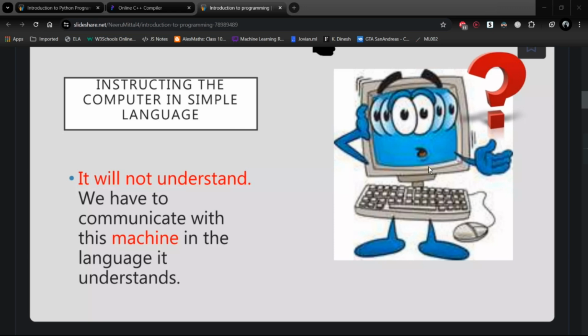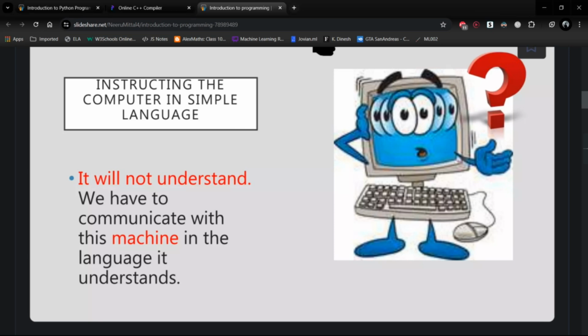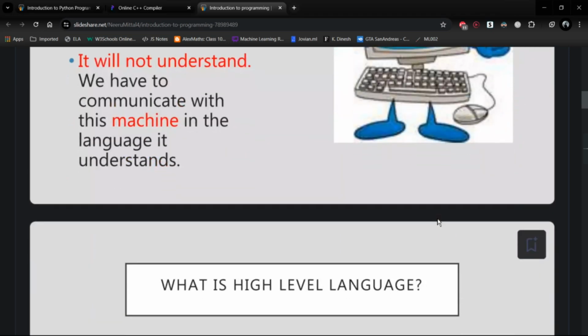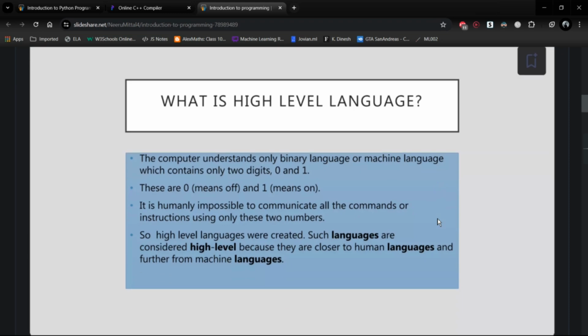Basically, programming languages are of three types. They are machine language, assembly language, and high level language. I will explain machine language in simple terms. Machine language contains only two binary digits, 0 and 1. 0 means off and 1 means on. It is humanly impossible to communicate all the commands or instructions using only these two numbers, right?